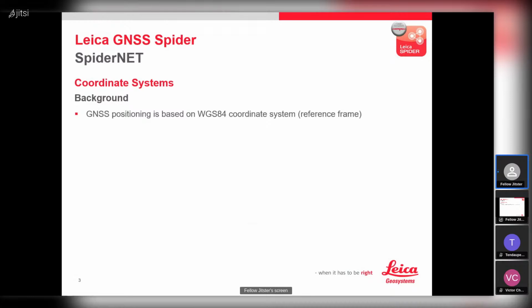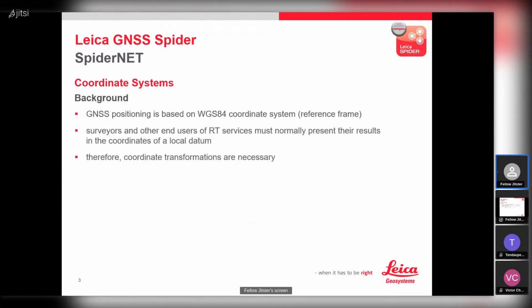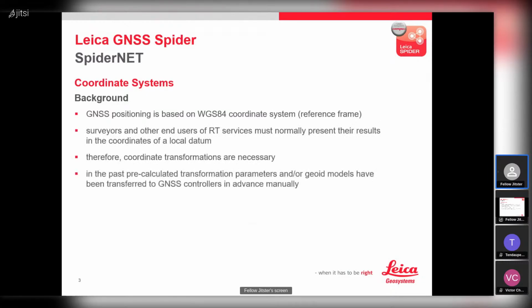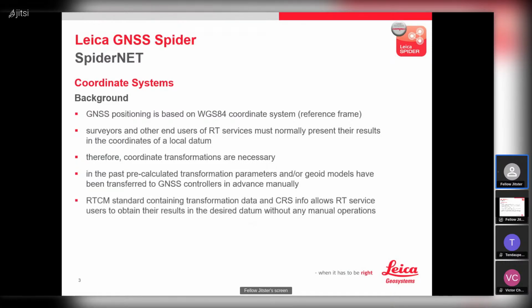So they said that the GNSS measurements are performed in WGS84 or ITRF coordinates, but this is extremely impractical. So this is why it is necessary to define this transformation and coordinate system, mainly for practical use.